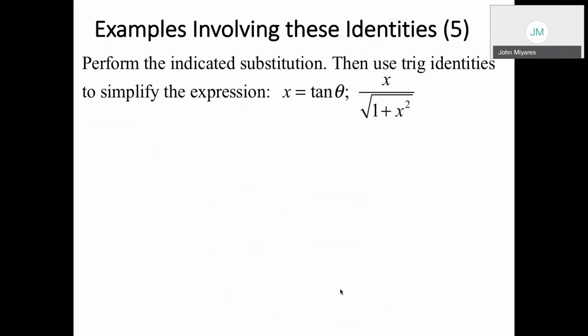Here's one that's a little bit different. Perform the indicated substitution, then use the trig identities to simplify the expression. We're given x equals the tangent of theta, and we want to substitute that into the fraction x over the square root of 1 plus x squared. Why don't you pause the video and give this one a try on your own as well?